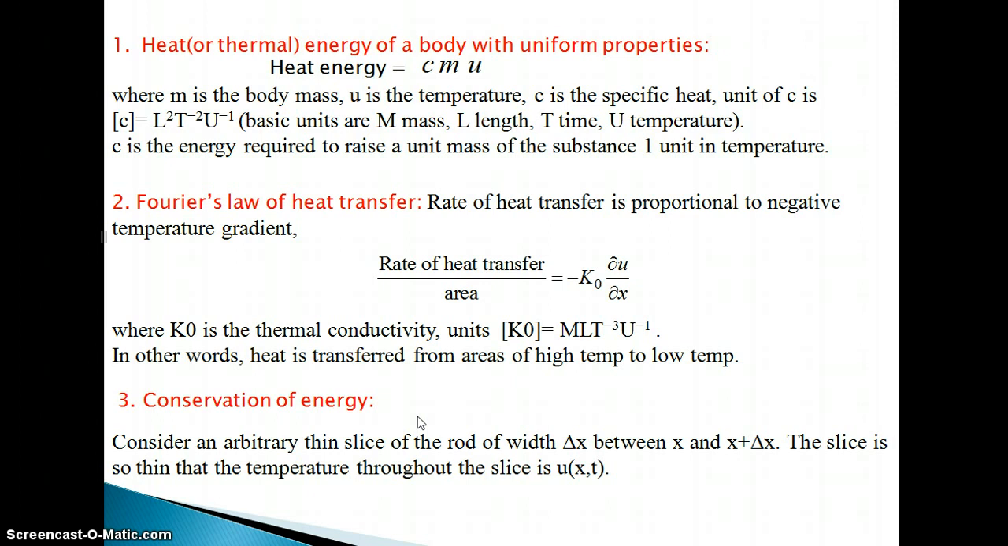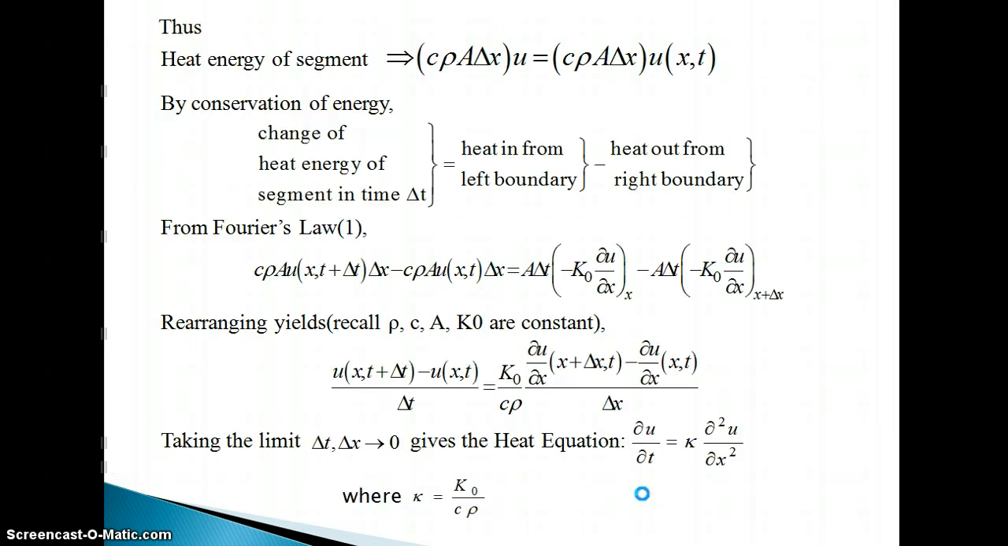So because of this, let us derive this. Let us consider a thin slice of a rod of width delta x between x and x plus delta x. This slice is so thin that the temperature throughout this slice is u of x comma t. Thus the heat energy of this segment is given by rho c A times delta x times u, where u is a function of x and t, so we can write it as rho c A times delta x times u of x comma t.